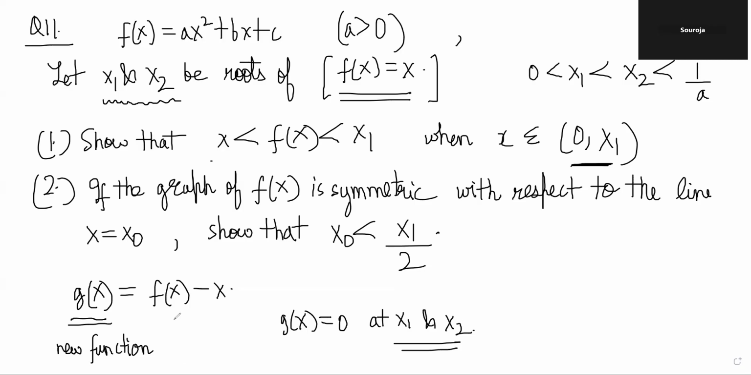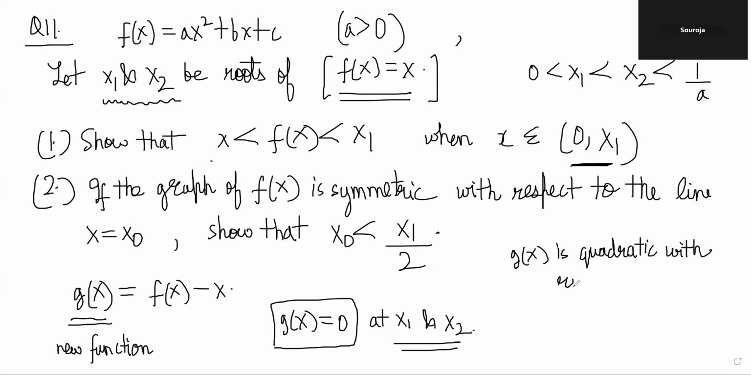So this g(x) is also a quadratic, no? If I bring x to this side, it still is a quadratic only. g(x) is a quadratic with roots x1 and x2.